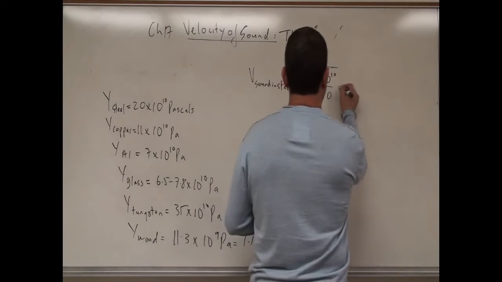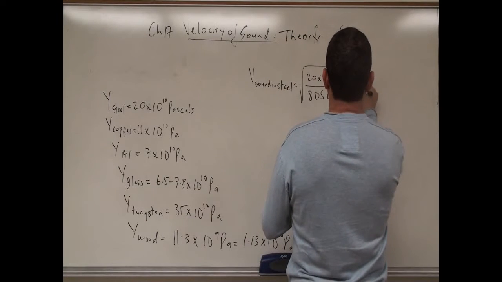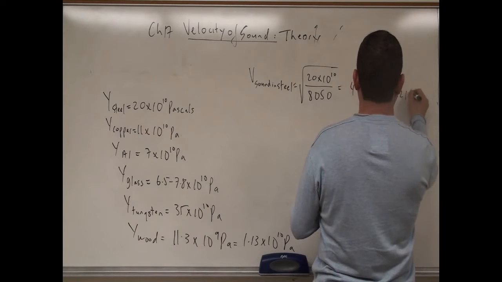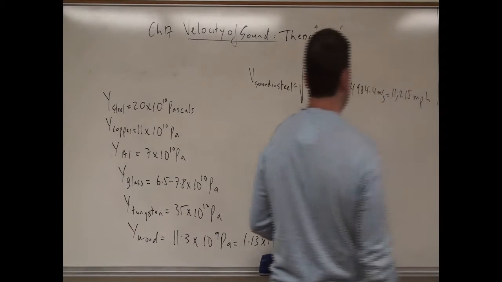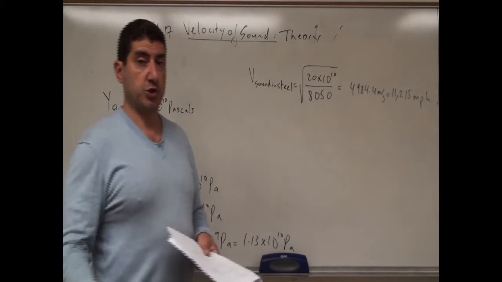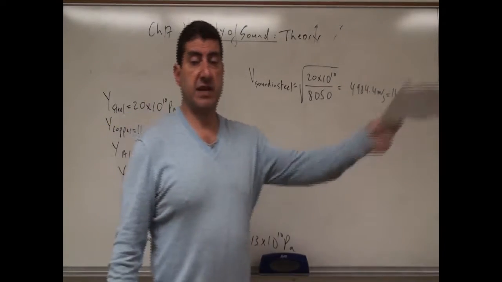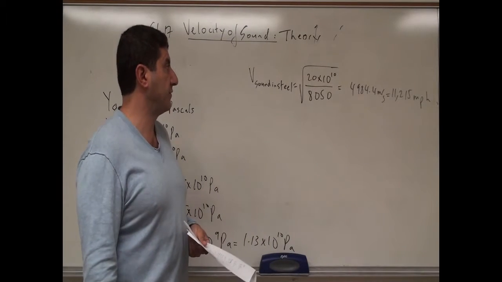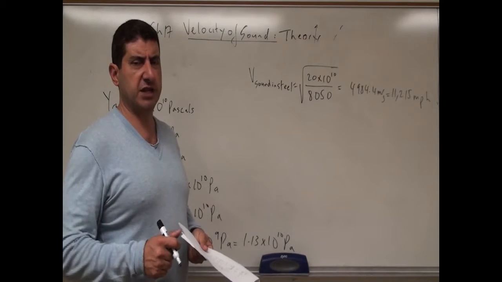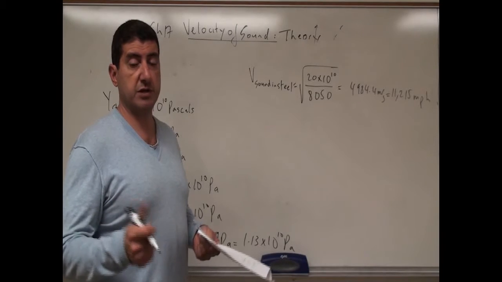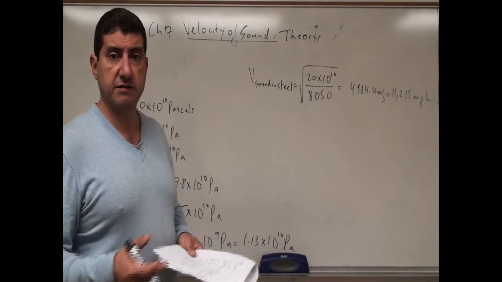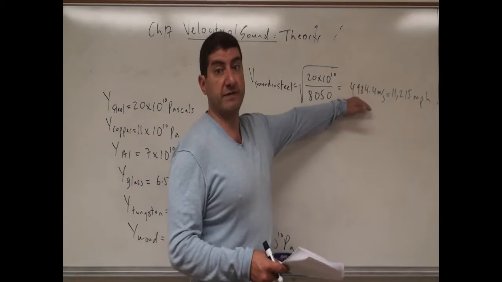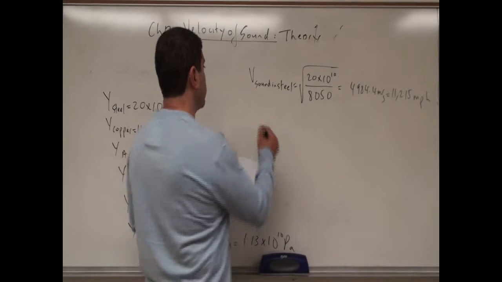So then when you do that, you're going to get 4,984.4 meters per second, 11,215 mile per hour. That is very, very fast. So you bang on steel on one end, that velocity of sound travels very quickly to the other end, 4,984.4. So much, much faster than the velocity of sound in air. Remember, at 20 degrees Celsius, the velocity of sound in air was 343 meters per second. So this is in the order of 5,000.